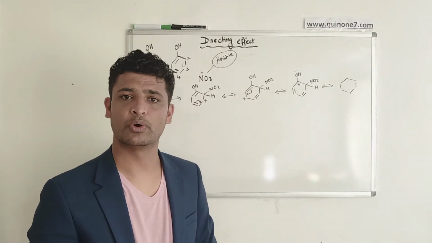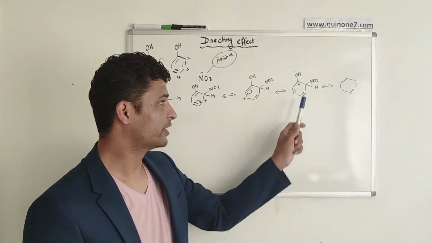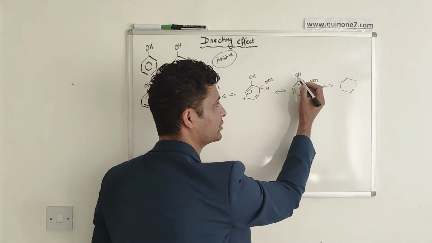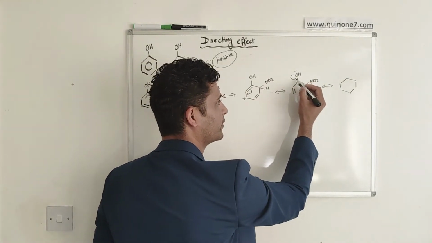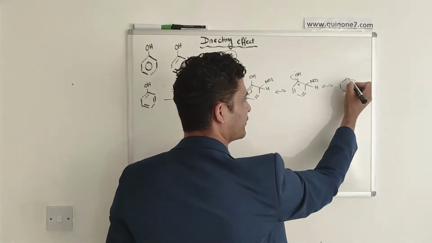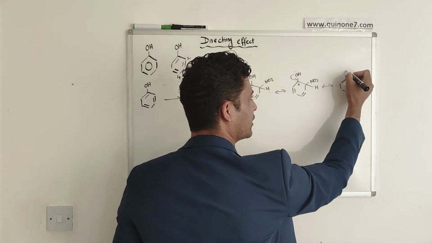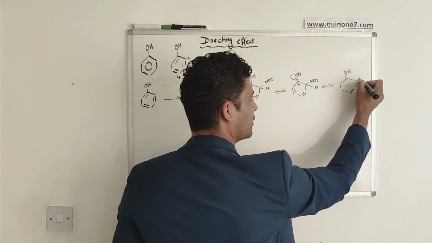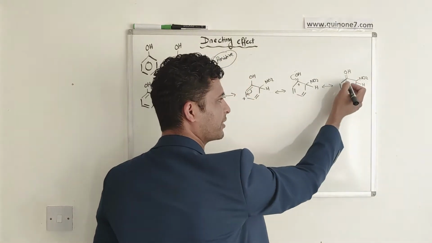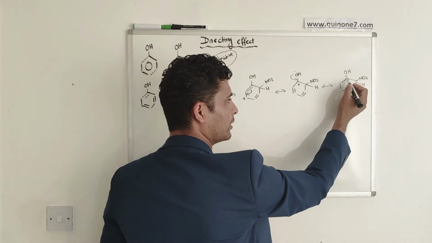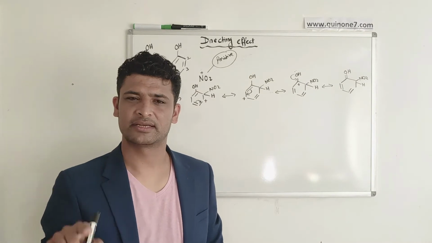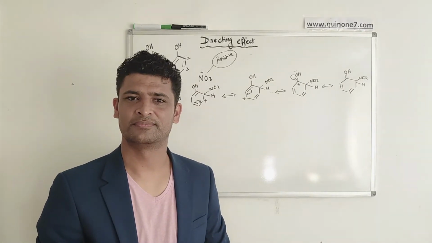Now look at the OH group. The OH group will suddenly realize that there is a deficiency of electron inside the benzene ring, so it will donate its electron pair between the carbon atom and the oxygen, and that will produce a double bond between this carbon atom and hydrogen to make 4 bonds. Now if you look carefully, all of the carbon inside the benzene ring have 4 bonds now.